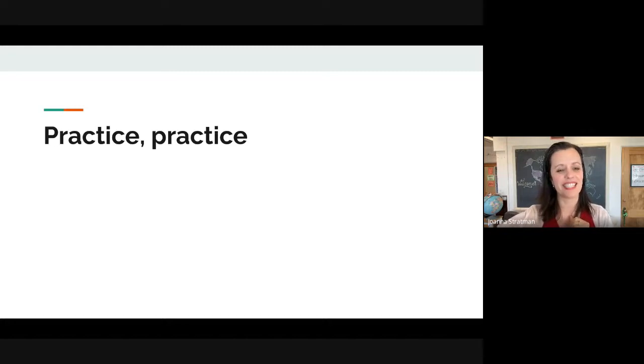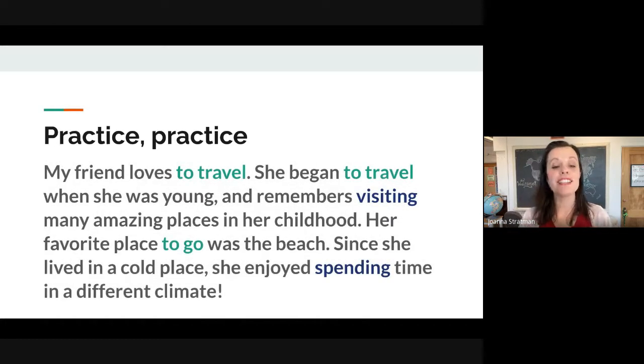Let's look at another example. My friend loves to travel. She began to travel when she was young, and she remembers visiting many amazing places in her childhood. Her favorite place to go was the beach. Since she lived in a cold place, she enjoyed spending time in a different climate. Again, my friends, you see the phrases in green: to travel, to go. Those are the actions in the infinitive form of the verb.